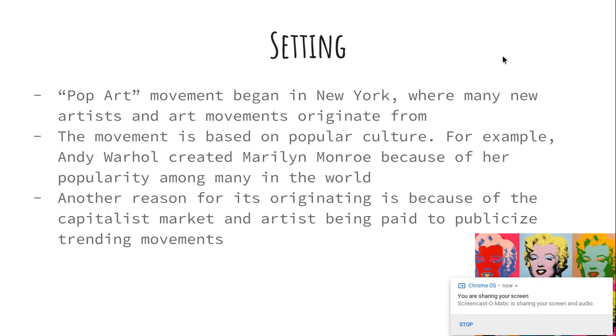So next we're going to move on to the setting of the pop art movement. Pop art was a movement that began in New York City. The reason for this is that many celebrities and many artistic movements had originated from there. Pop art is based on popular culture. That's where the word pop, meaning popular, comes from. As you can see to the right over here, we have Marilyn Monroe. At the time, she was a very popular image to many people around the world. That was the reason why Andy created the six silhouettes of Marilyn Monroe.